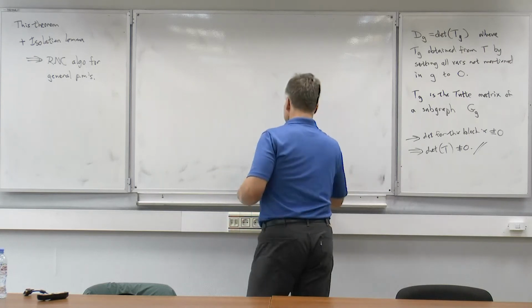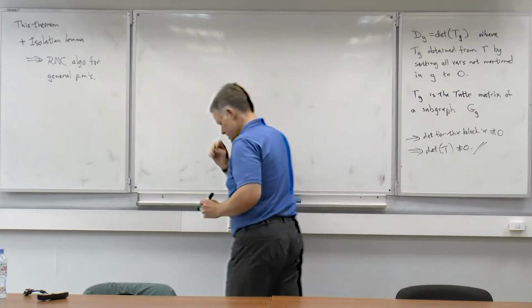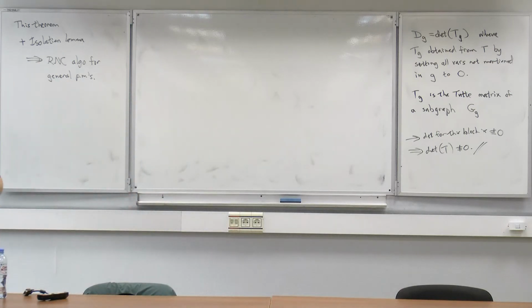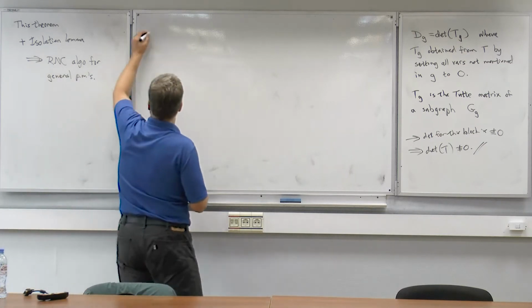So I want to, in the time I have left, just go back over the linear programming characterization of bipartite matching, or bipartite perfect matching. I'll just do it for the perfect matching case. So recall.